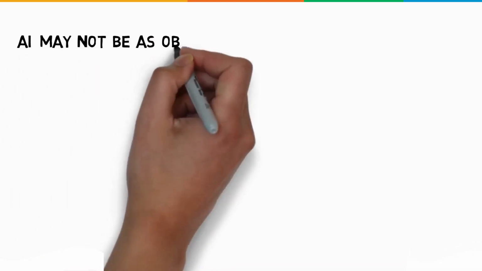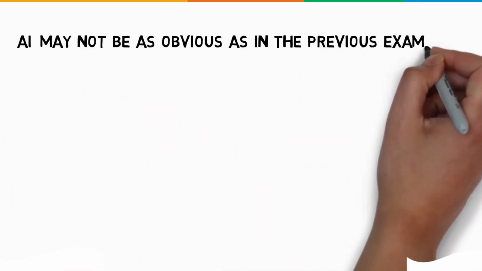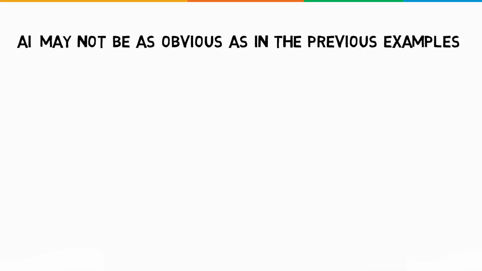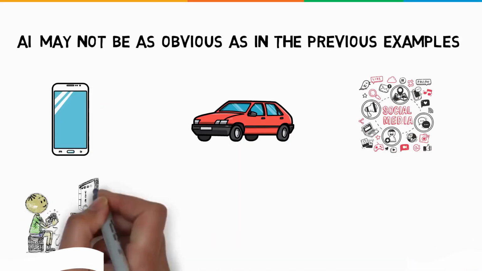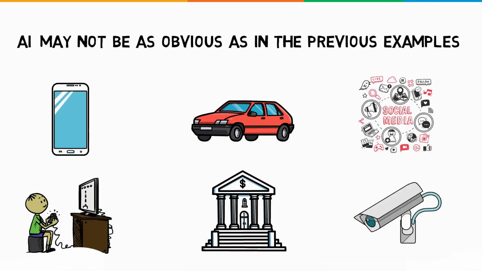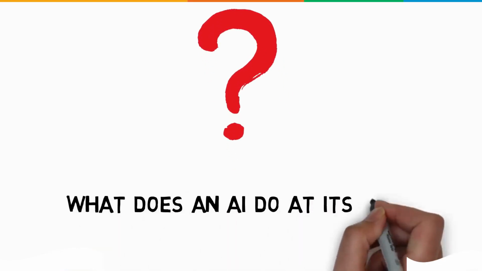But AI may not be as obvious as in the previous examples. In fact, AI is used in smartphones, cars, social media feeds, video games, banking, surveillance, and many other aspects of our daily life. The real question is, what does an AI do at its core?